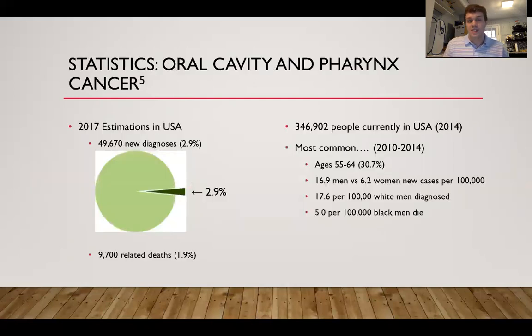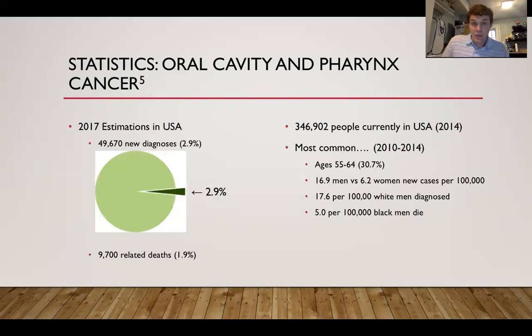So a little bit of statistics about oral cavity and pharynx cancers. These are 2017 estimations in the United States. So these are the most up-to-date estimations that were made prior to the year 2017. It was estimated that in 2017 there would be about 50,000 new diagnoses of oral cavity and pharynx cancers and about 10,000 related deaths. These don't make up a huge percentage of all cancer diagnoses and cancer-related deaths in the country, but these are very severe cases that need to be monitored very closely.